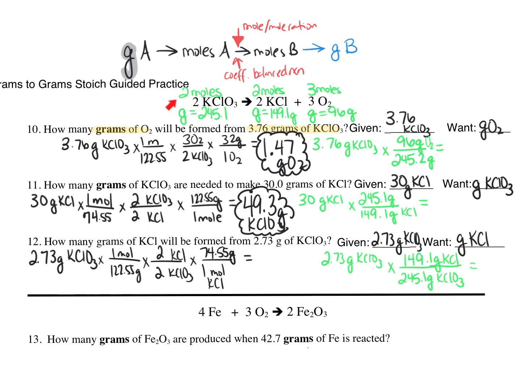I go up here, I see 2 moles of KClO3 would weigh 245.1 grams. I want to find grams of KCl, so grams of KCl needs to go on the top. I'm going to go up here and see 2 moles of KCl would weigh 149.1 grams, so that goes on the top. And you get an answer of 1.66 grams of KCl.